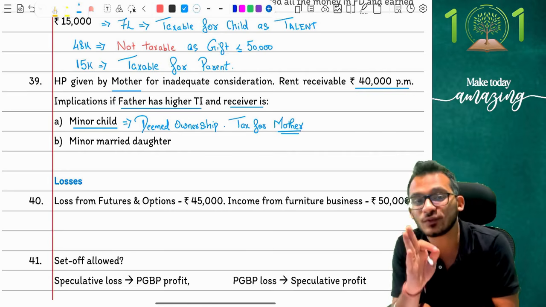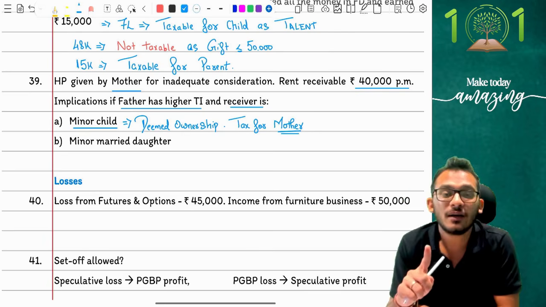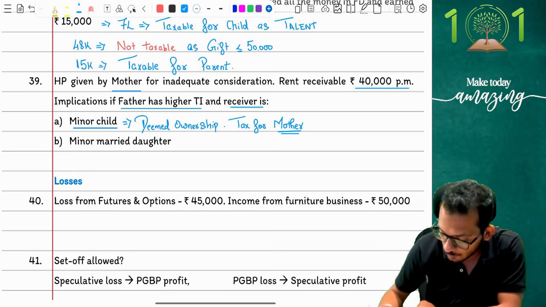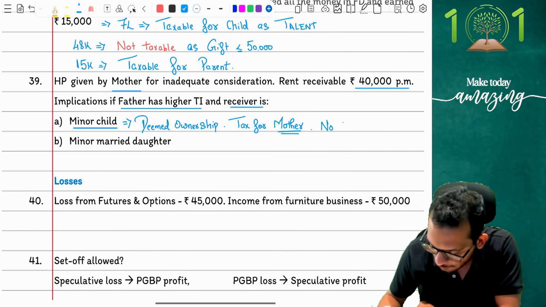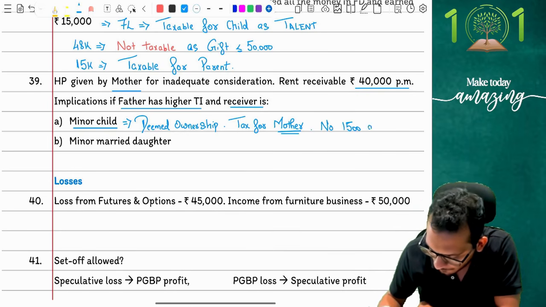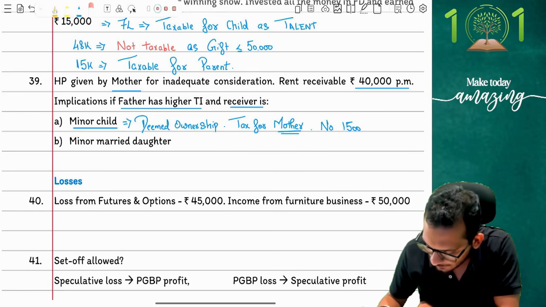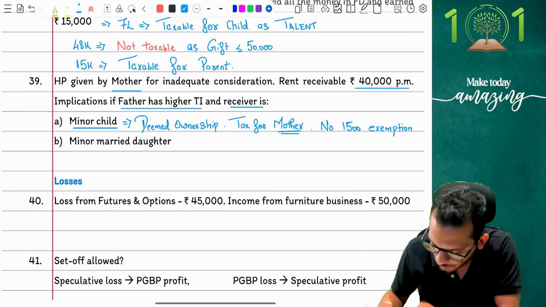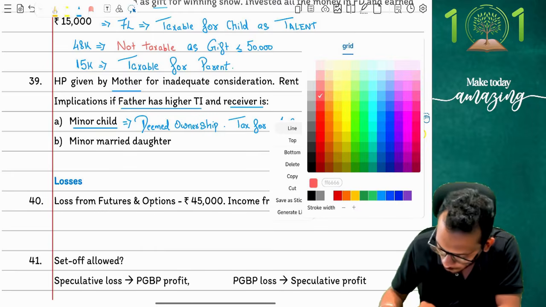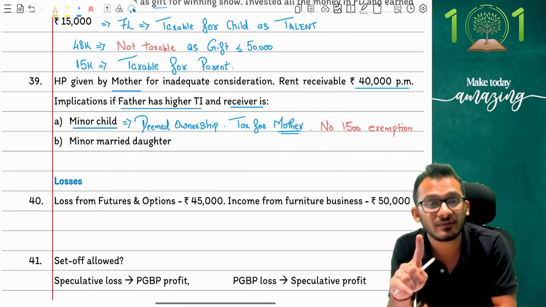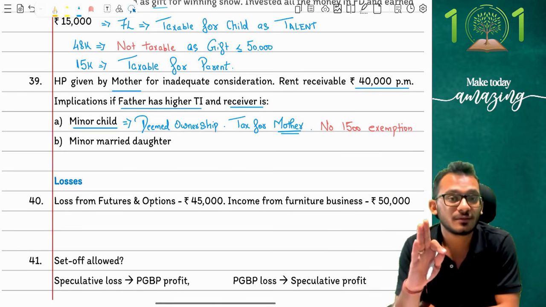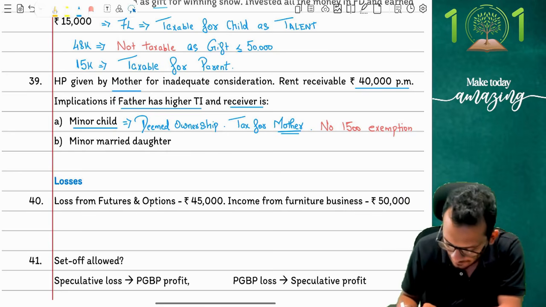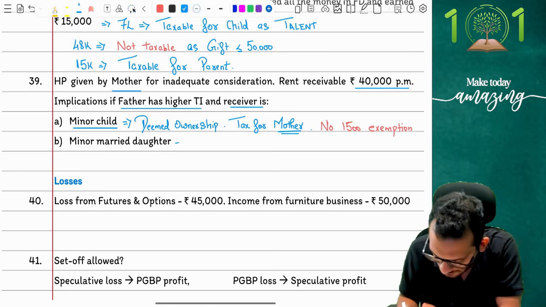The next part is the most critical one. People, because you have taxed it in the hands of the mother based on deemed ownership and not based on clubbing rules, you cannot claim the deduction of 1500. You cannot claim the deduction of 1500 because the exemption of 1500 is only granted to you if you are taxing it as per clubbing rules. Now, I have never taxed it under clubbing rules. I have taxed it as per HP rules, and therefore this will not be covered in that condition. Clear?